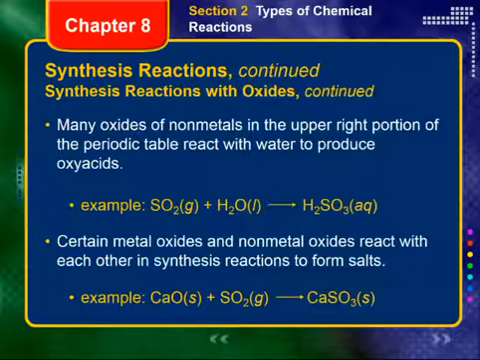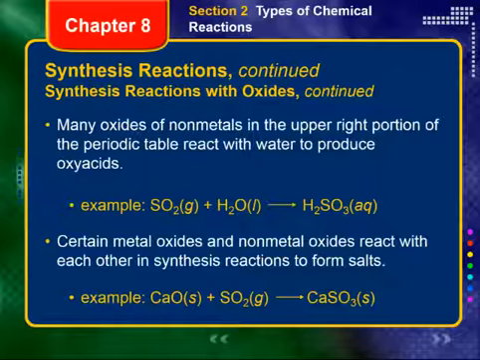Certain metal oxides and nonmetal oxides react with each other in a synthesis to form salts. For example, at the bottom here we have calcium oxide and sulfur dioxide. They're both oxides. You can form a salt, which basically is an ionic compound. Notice we have calcium from the left side.